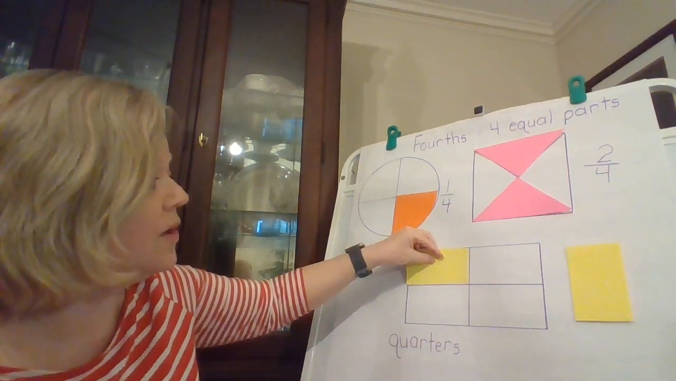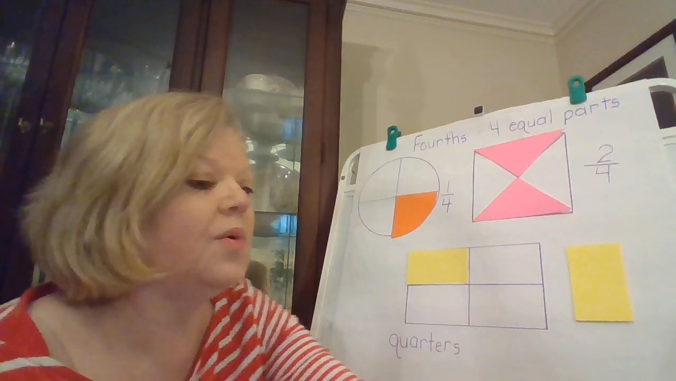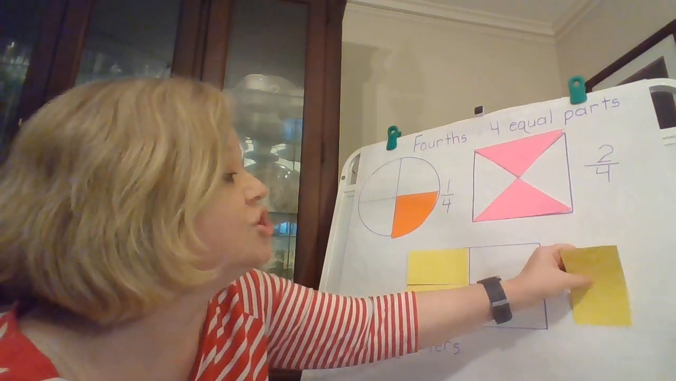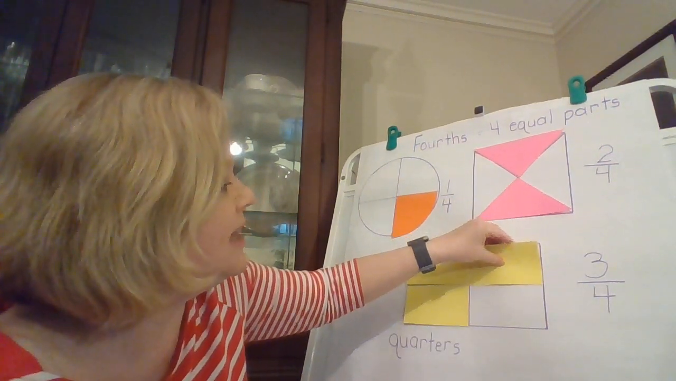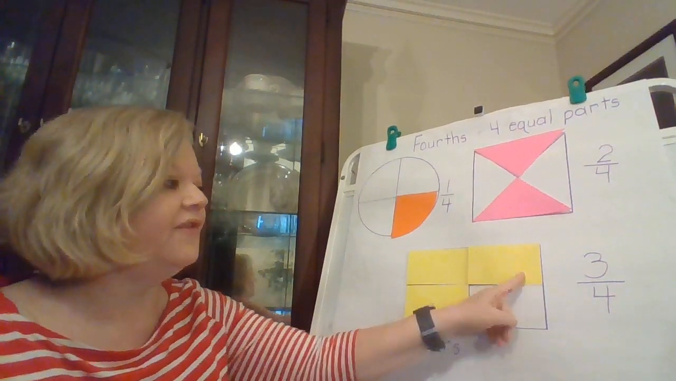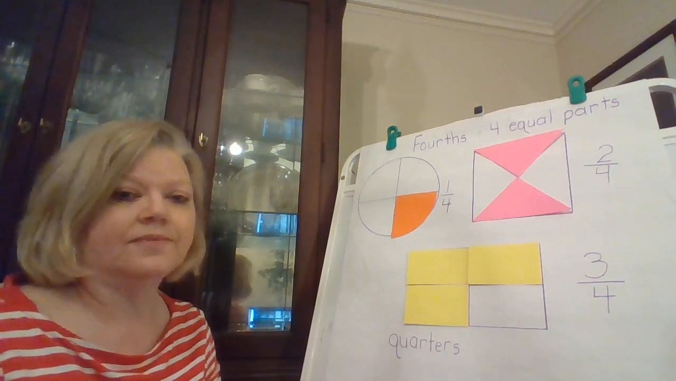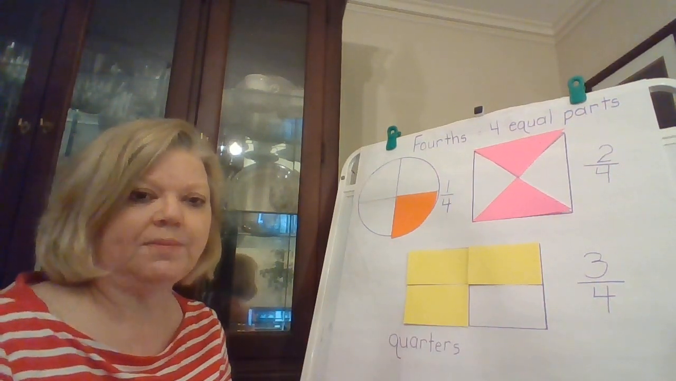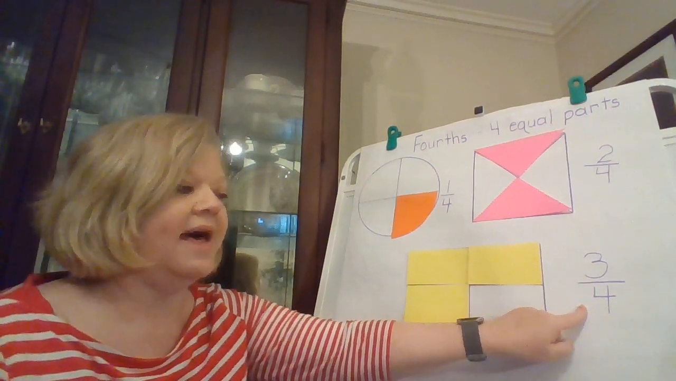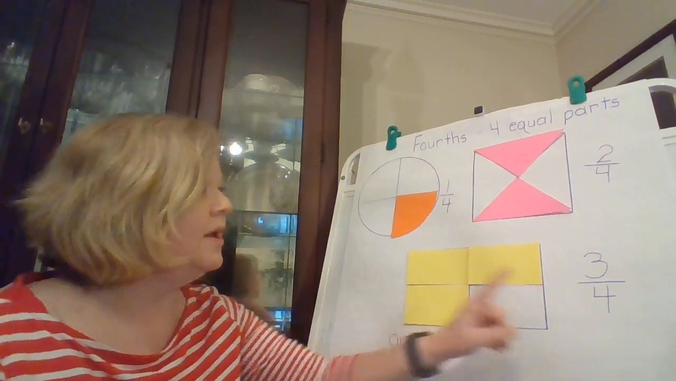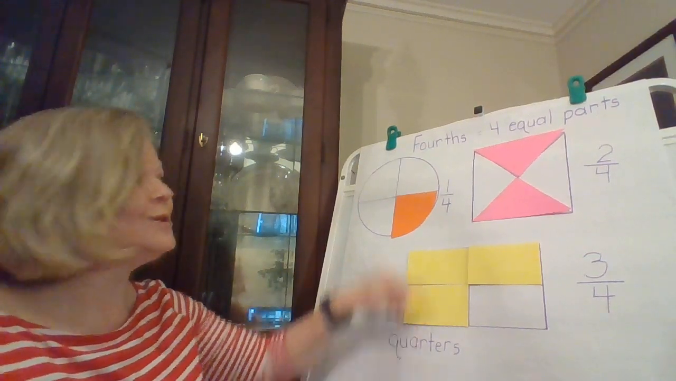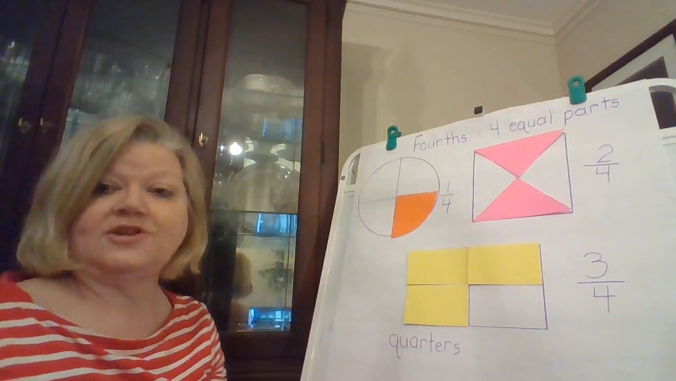Here we have 4 parts or 4/4. And we're going to cover or shade in 3. 3 parts are colored out of 4 parts altogether. Say out loud what this fraction would be. 3/4. 3 parts are colored out of 4 parts altogether. Remember, 4 equal parts can be called quarters or fourths. Great job.